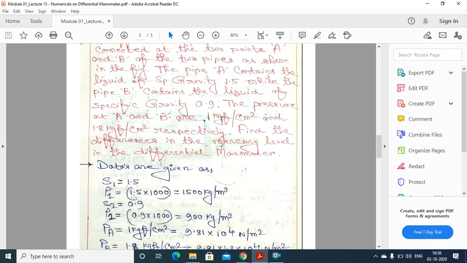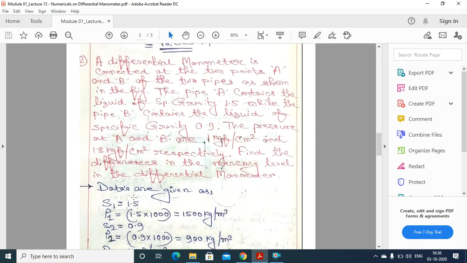Now what data has been given in this numerical? First of all, we have to note down all the data which is given. So the first data is that a differential manometer is connected at the 2 points A and B of the two pipes as shown in the figure. I will show you the figure. The pipe A contains the liquid of specific gravity 1.5. So S1 is equal to 1.5.